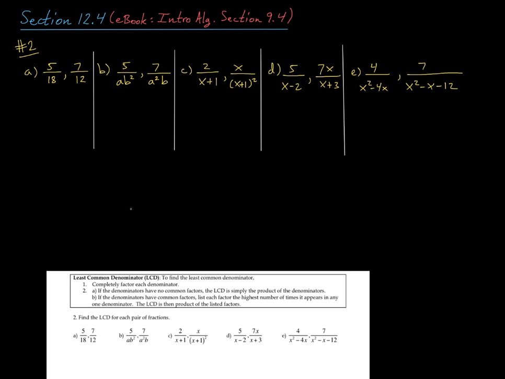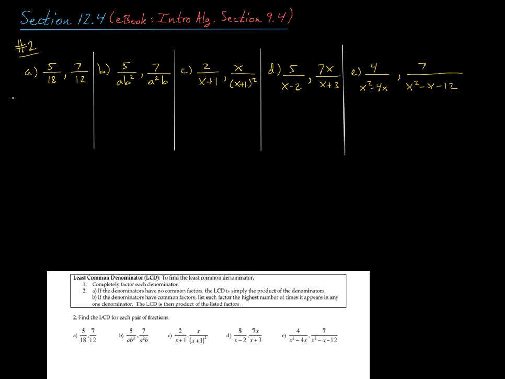Alright, for number 2 on the worksheet, it asks us to find the LCD for each pair of fractions. And so just like in the last video, we can go ahead and go through this process that's outlined on the worksheet. Okay, now for 2a, we actually essentially did this same problem. Our denominators are 18 and 12.